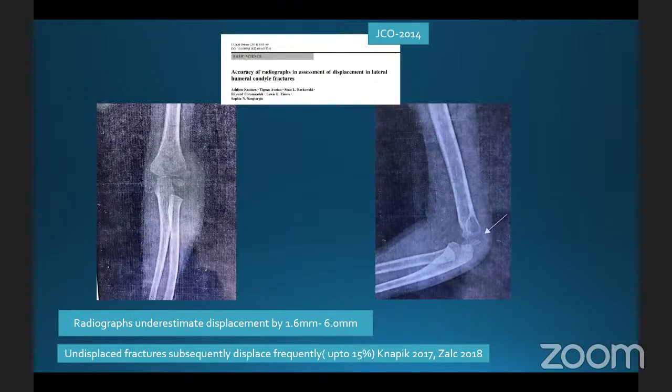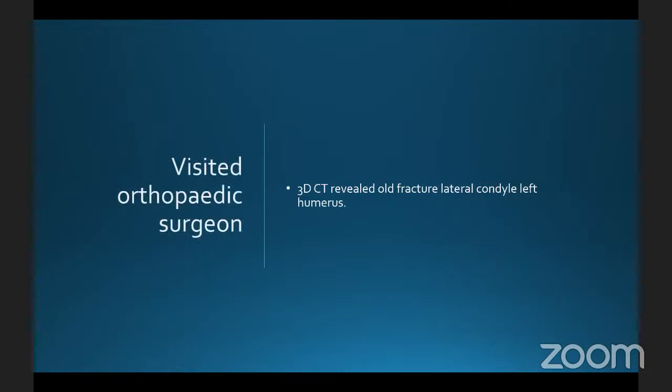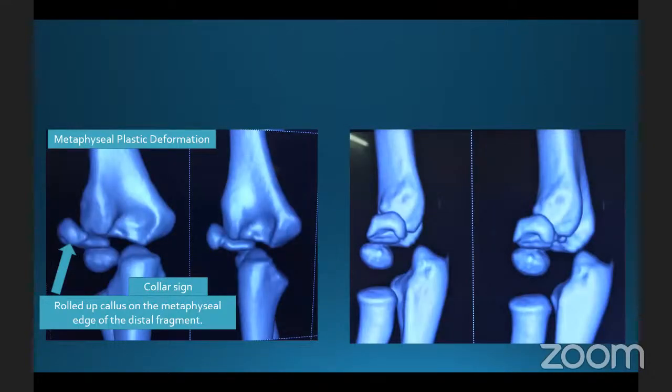This was his initial X-ray that was treated with plaster application for 1.5 months. And then after 1.5 months, when they observed deformity, they visited an orthopedic surgeon and he got the CT scan done. It revealed old fracture lateral condyle left humerus. These are the CT scan pictures.